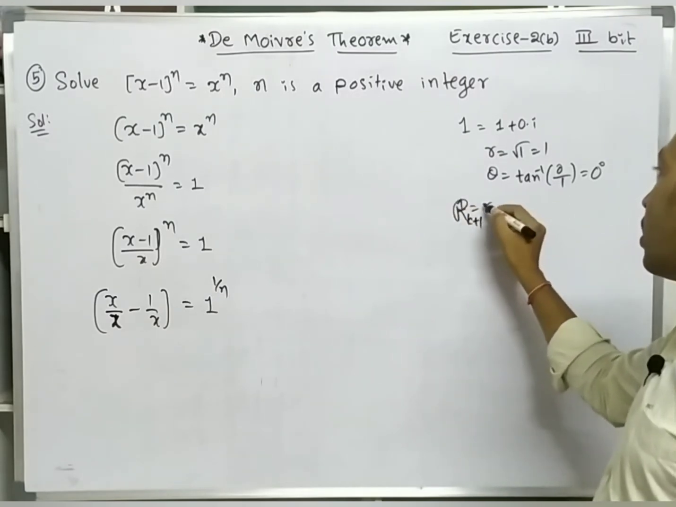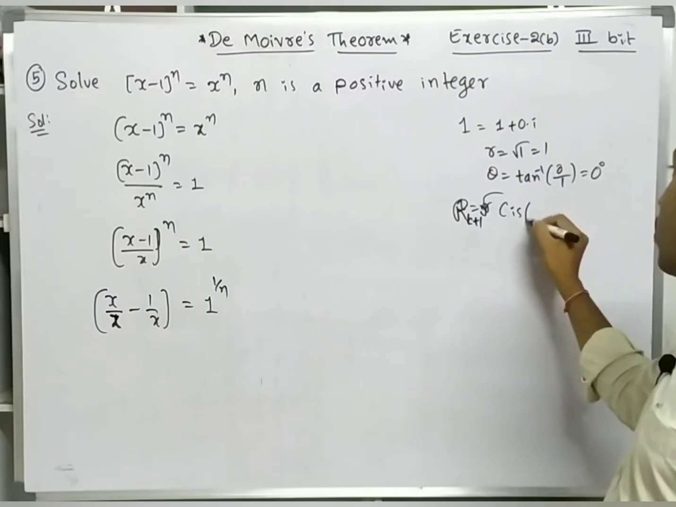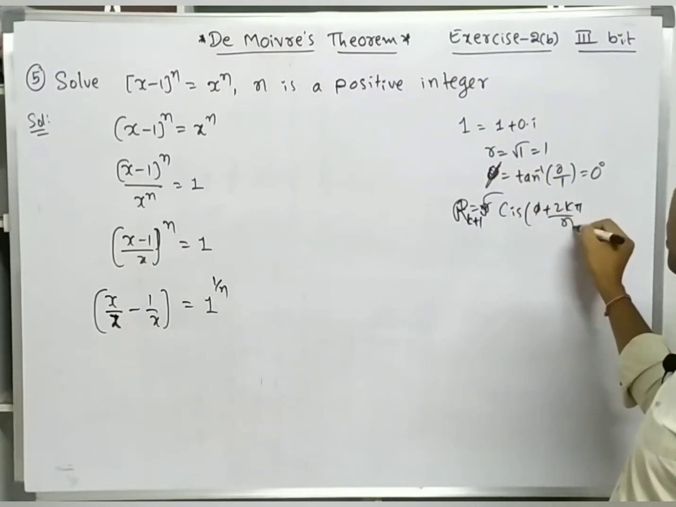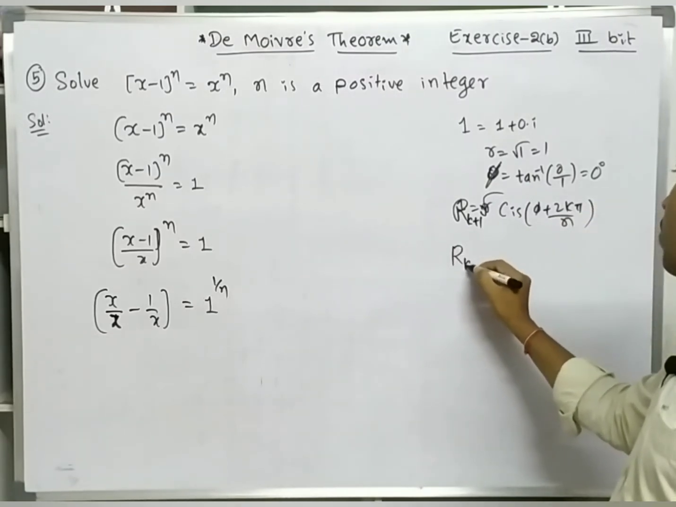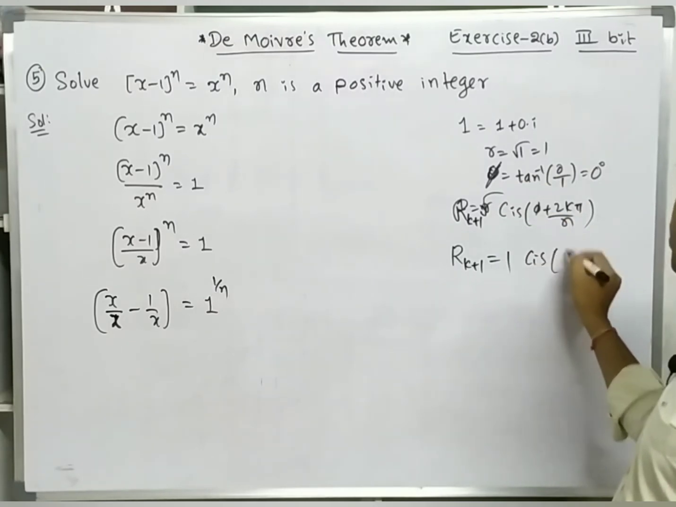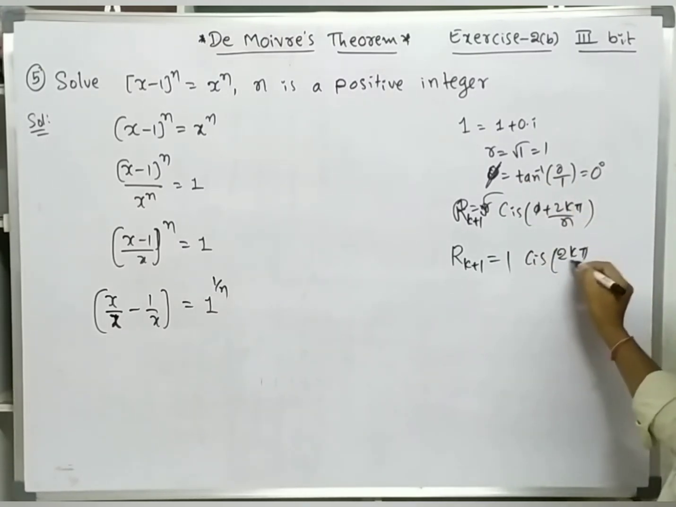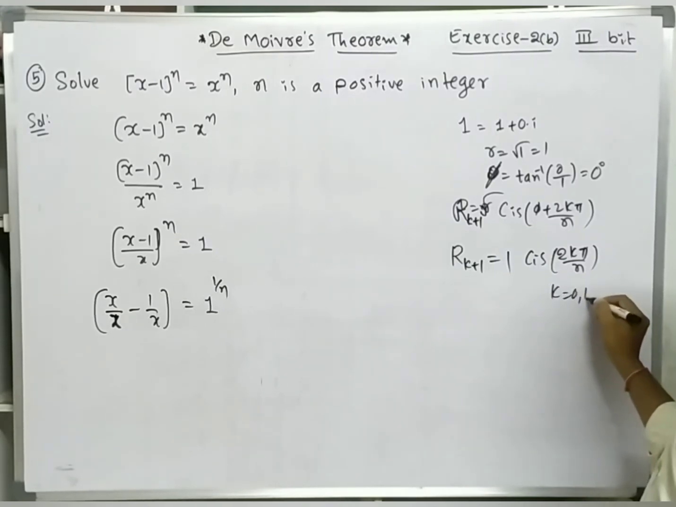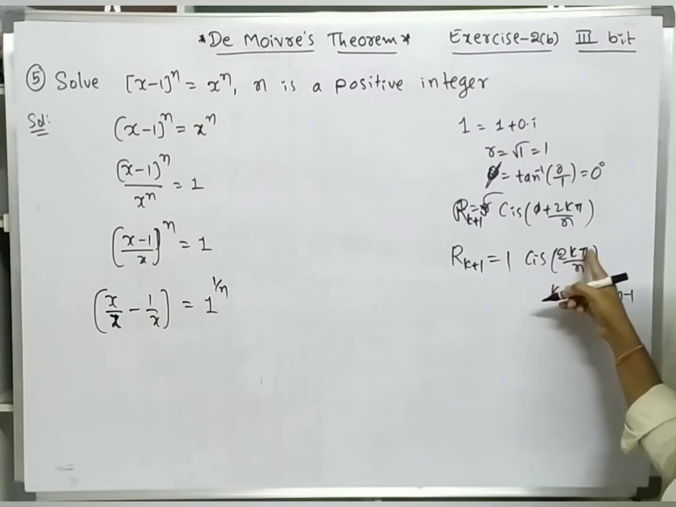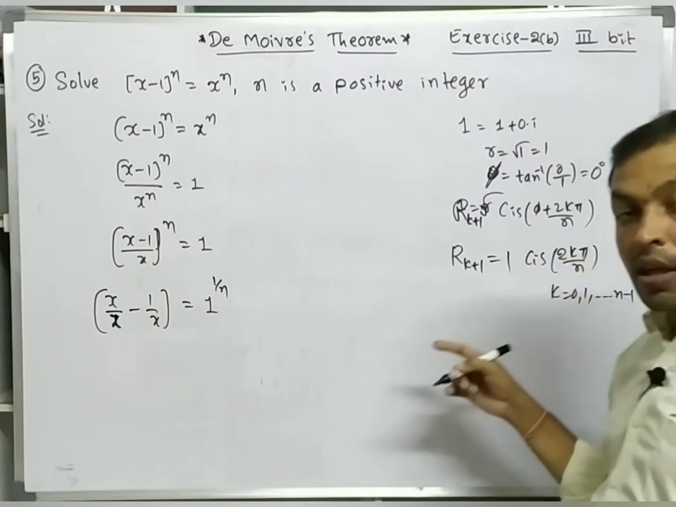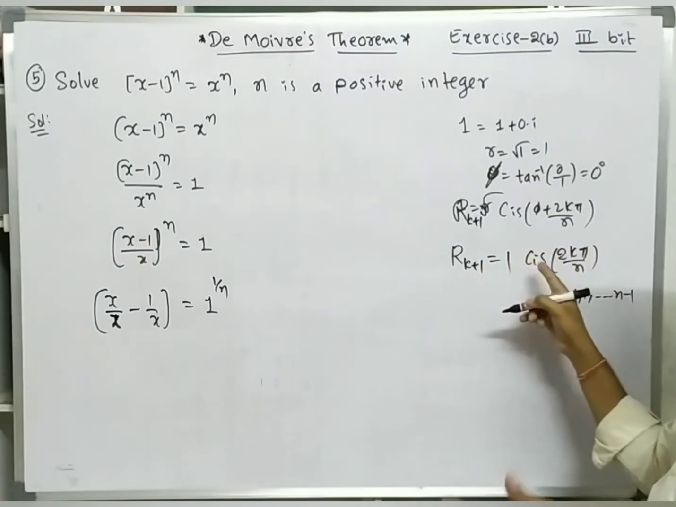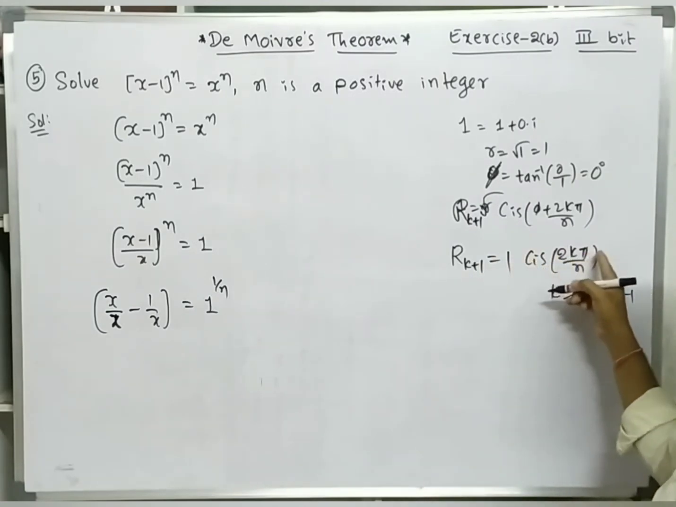Rk plus 1 formula is nth root of r, cis of theta plus 2k pi by n, where k runs up to n minus 1. Then the nth roots of unity are nth root of 1, which means 1, cis of theta value 0, that is 2k pi by n, where k runs from 0 to n minus 1. So nth roots of unity formula is cis 2k pi by n. Remember this. Fifth root of unity means cis 2k pi by 5. Seventh root of unity we have already used in this video, that is 2k pi by 7.